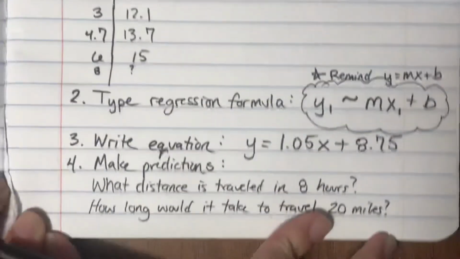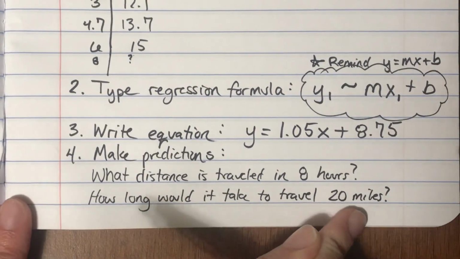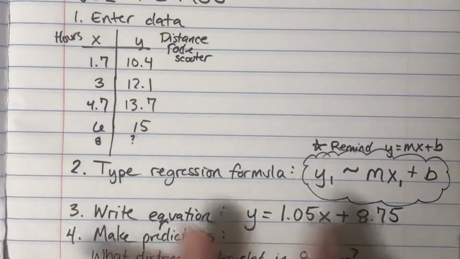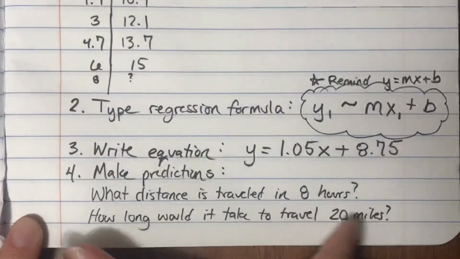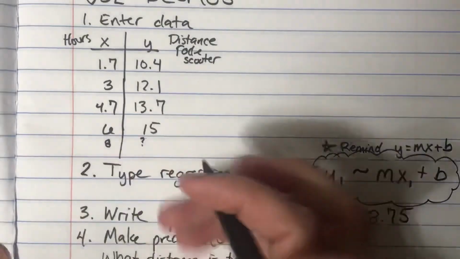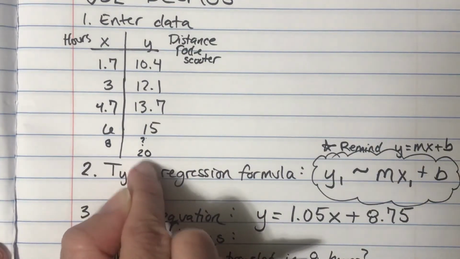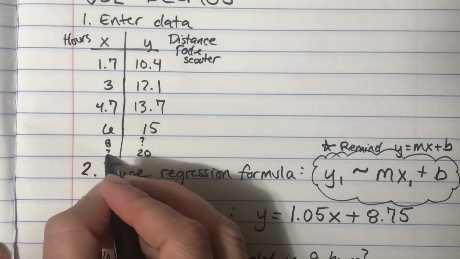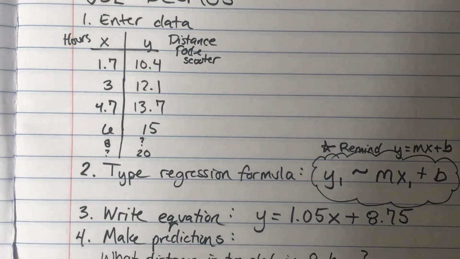Likewise, how long will it take to travel 20 miles? Well, think about 20 miles. Is 20 miles a y value or an x value? 20 miles is going to be a y value. And so what I'm really thinking is if 20 is in the y column, what would be my x value, right? And so here's how I'm going to solve those problems.